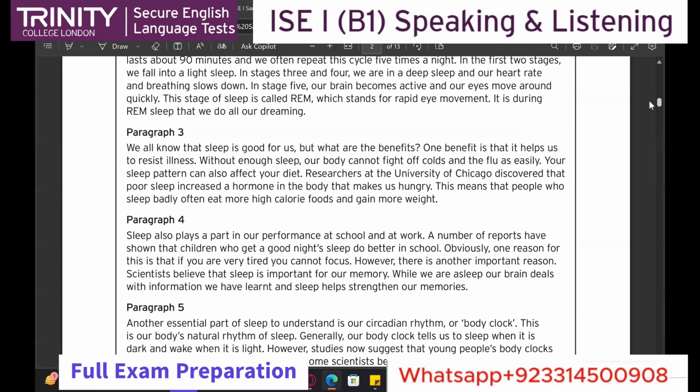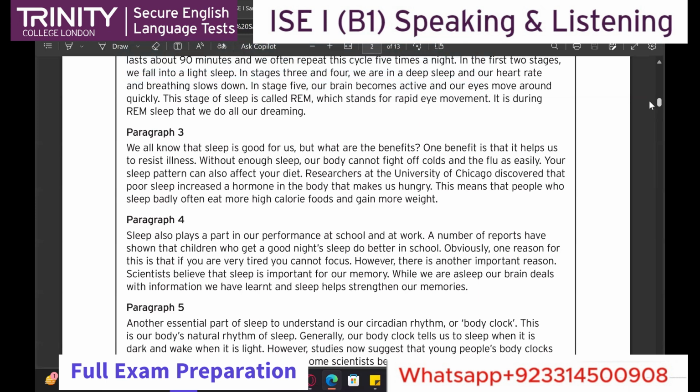Fine. It helps us to resist illness. Without enough sleep, our body cannot fight off colds and the flu as easily. Your sleep pattern can also affect your diet. Researchers at the University of Chicago discovered that poor sleep increased a hormone in the body that makes us hungry. This means that people who sleep badly often eat more high-calorie foods and gain more weight.